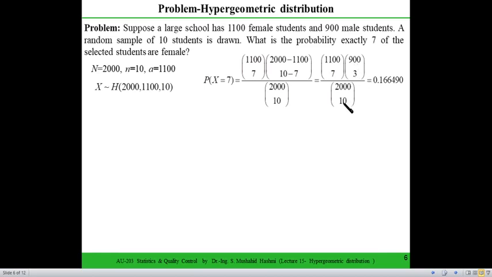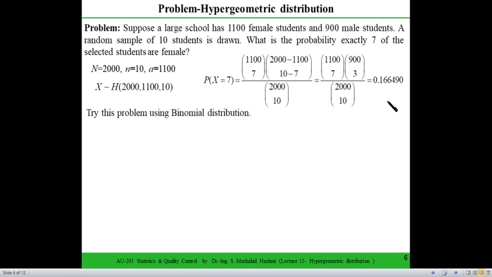So if you calculate these combinations using a calculator, you end up with a probability of 16.64%. That is the probability that you have 2000 students, 1100 female, 900 male, and you pick a sample of 10, and you get exactly 7 students who are female, and obviously 3 would be male students.